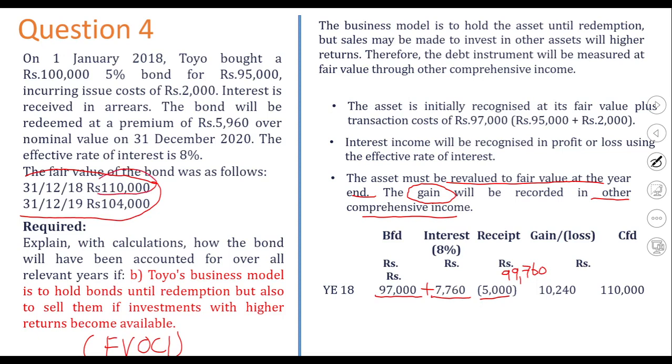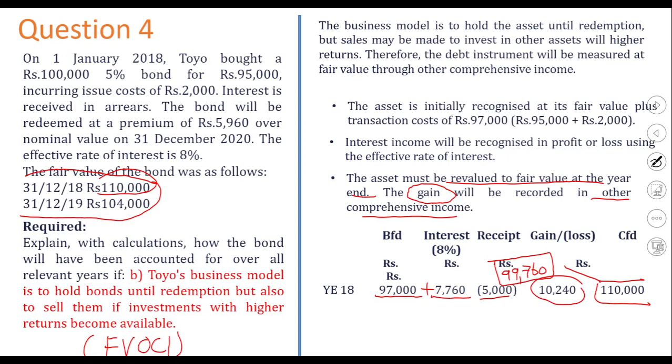So what do you want to do? You want to take this fair value. If you calculate the same asset's closing balance using the amortized cost, your amount will be 99,760. That is under amortized cost. But under the fair value, it will be 110,000. This difference, you want to recognize as what? Gain or loss in OCI. That's how you are going to recognize it. Otherwise, there is no way to recognize this.